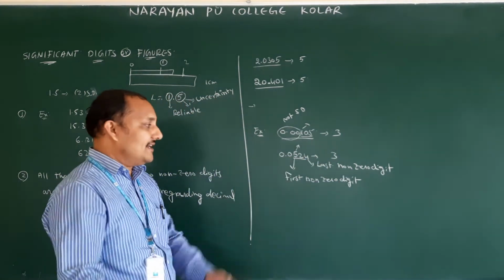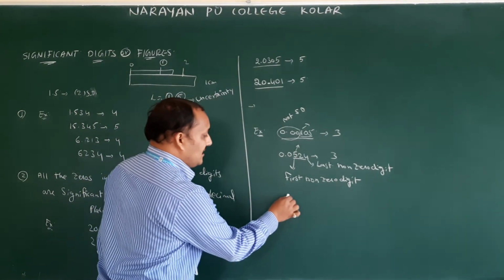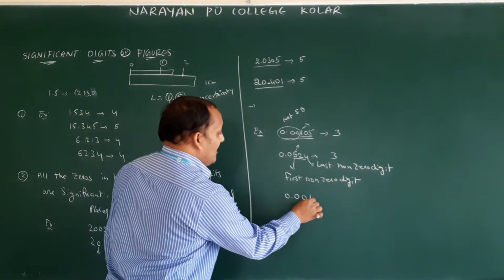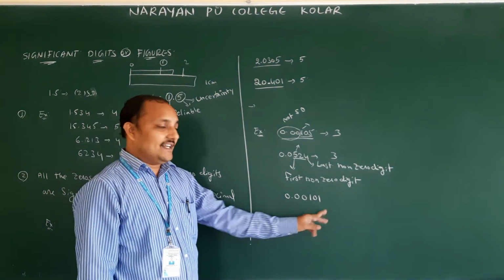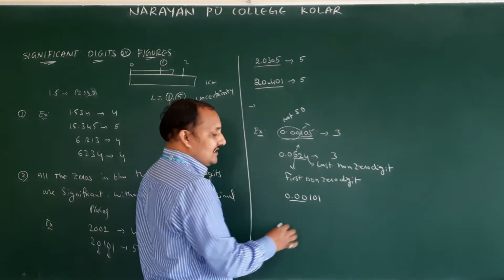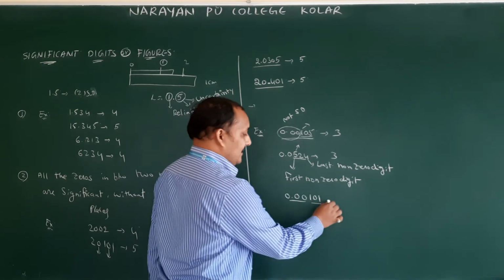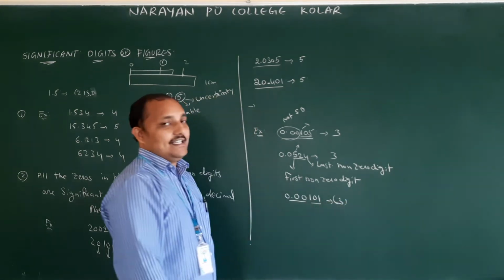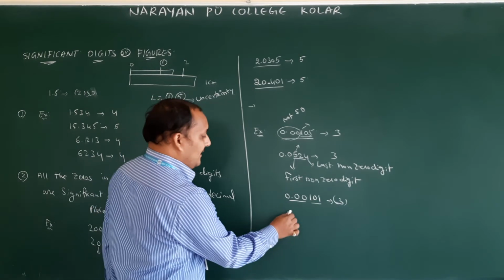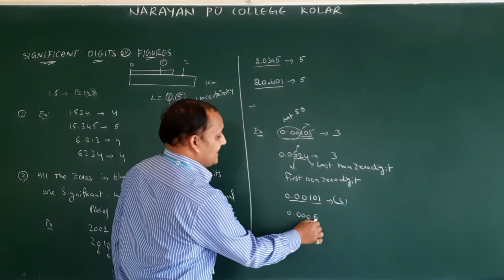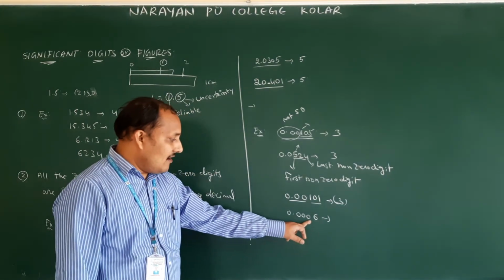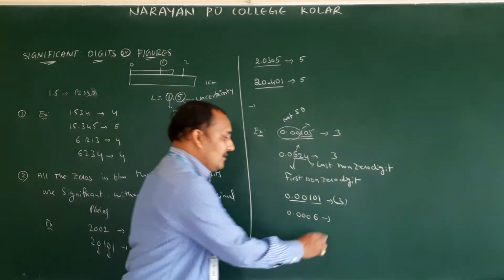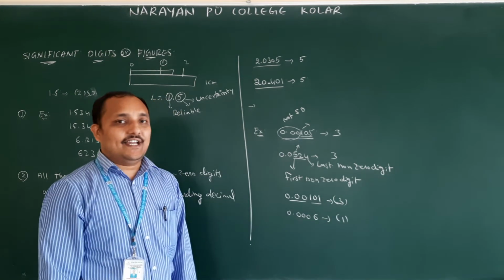Like that, you can take any number, in your own number you can write 0.00101. So in this, how many significant digits are there? These 3 are not significant. Therefore, these 3 are significant. Therefore, 3 significant digits. 0.0006. So in this, how many significant digits are there? All these zeros are not significant. Therefore, only 1 significant digit.